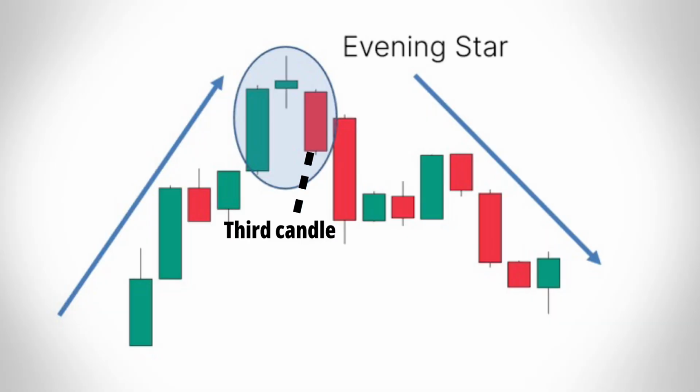Now the third candlestick is a large bearish candle which closes well into the body of the first candlestick. This candlestick confirms that sellers have taken control and the trend may be reversing to the downside. The evening star pattern is most significant when it appears after an extended uptrend, indicating that buying pressure is fading and a bearish trend could be starting.